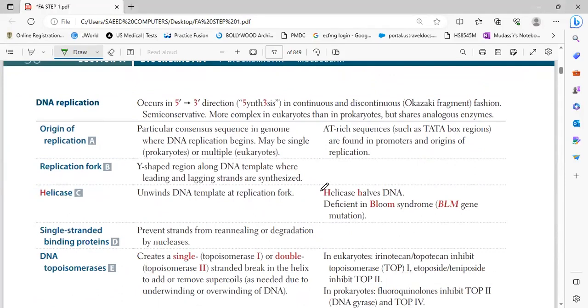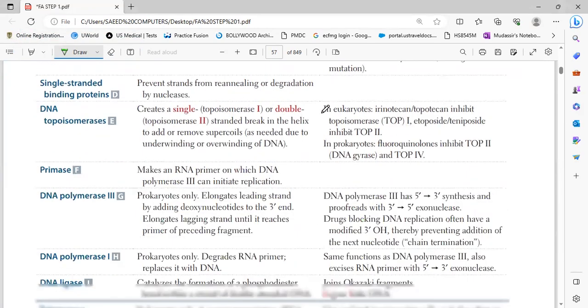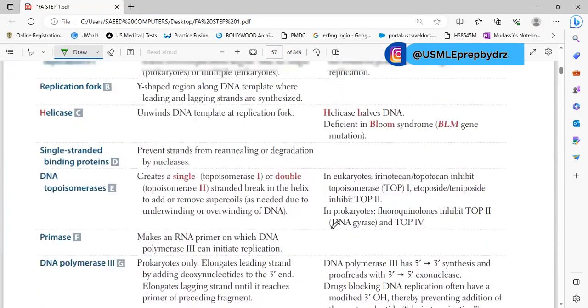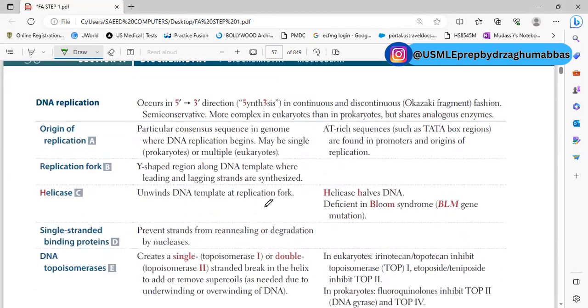Next topic to remember is DNA replication. First of all, it occurs in the 5 to 3 direction, in a continuous and discontinuous fashion. Here you can see the DNA. First it will be unzipped, and then you will have continuous formation of DNA, and this is the discontinuous fashion of DNA synthesis. We will discuss that more. It is complex in eukaryotes and prokaryotes, and it is semi-conservative, but shares analogous features.